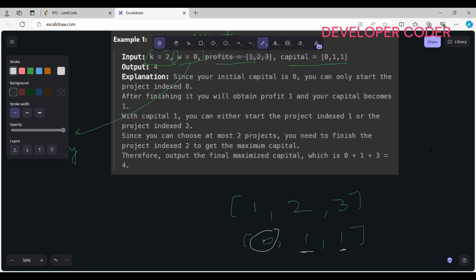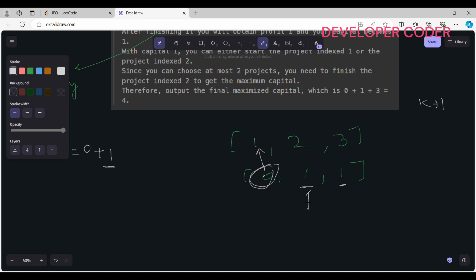Okay, so initially my K is equal to 2, right? So if I start this project, now initially my W was 0, so now my W will become 1. Okay, because after starting this project, I gain 1 profit. Okay, so here I have added 1 and my K will be decremented to 1 now. Okay, now after that, I have this capital 1. Okay, so I can start this project. Okay, or I can also work on this project.